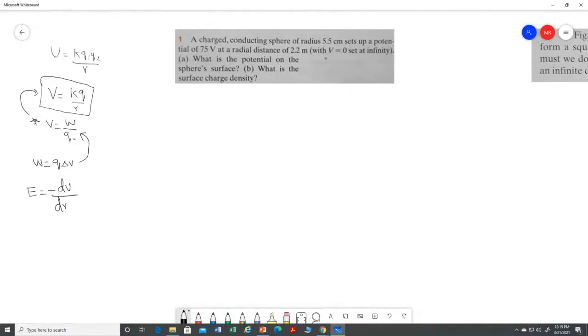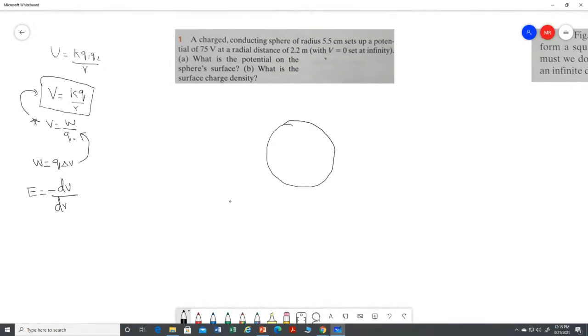Okay. Read the question. What is given in the question? A charged conducting sphere of radius 5.5 centimeter sets up a potential. So that means you have a conducting sphere. What is the meaning of a conductor, my dear? The charges will be sitting on the surface of the conducting sphere. Am I right?